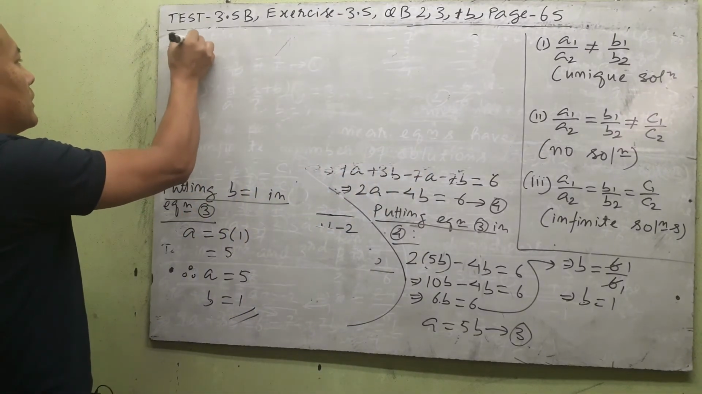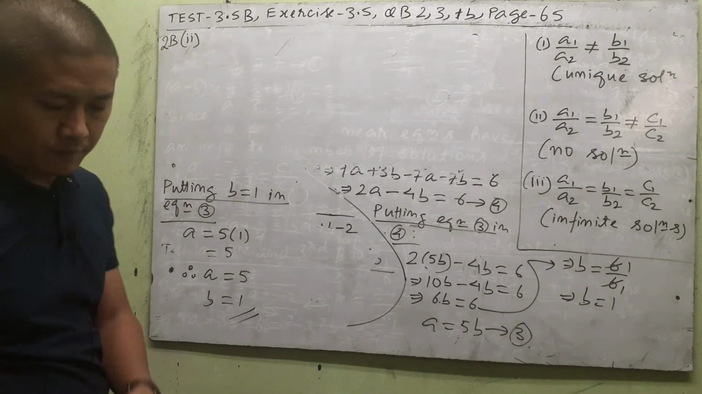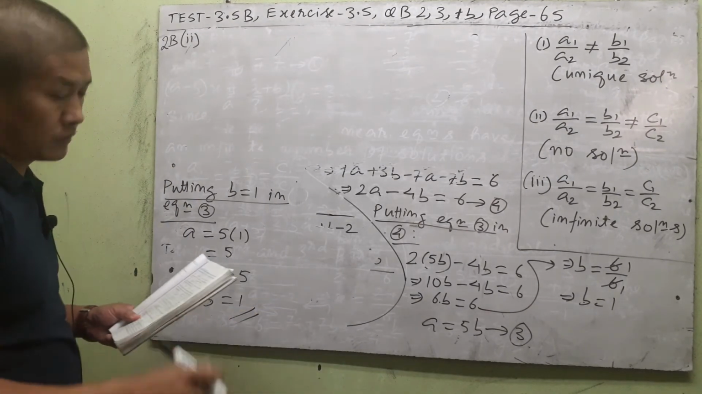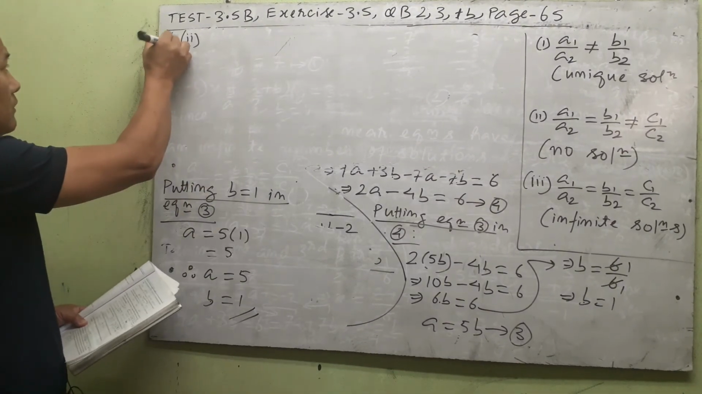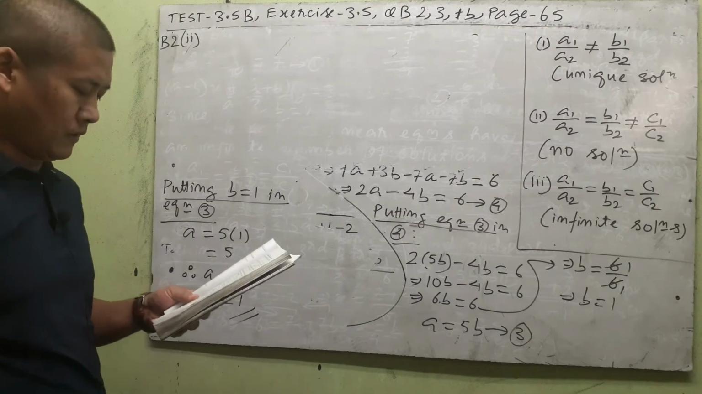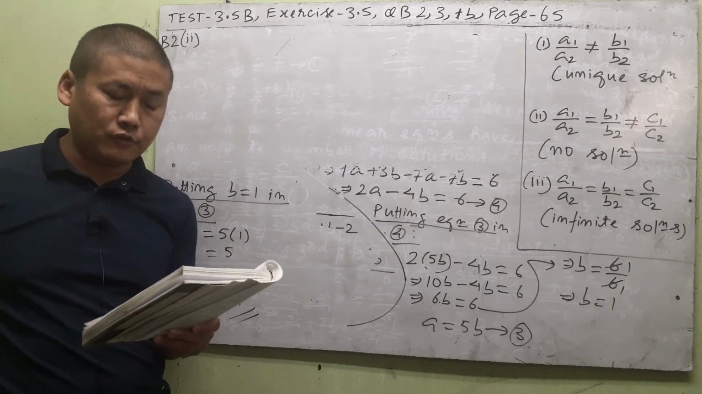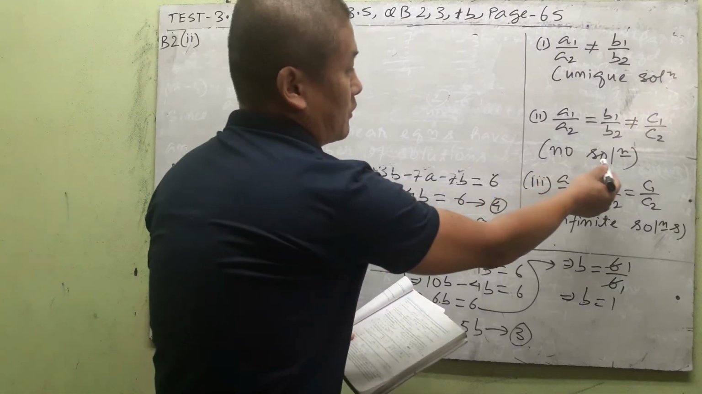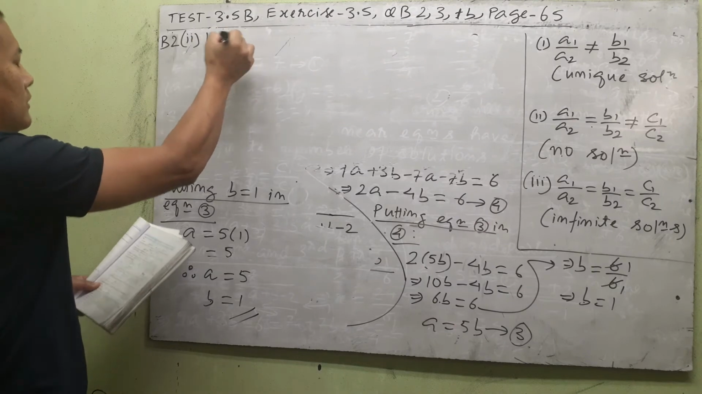Question number 2b, subheading 2, page 65. B2, not 2B, B2. B2, subheading 2. For which values of k will the following pairs of linear equations have no solution? So this time we're going to have to use this no solution condition. So let's just write down what is given to us here.